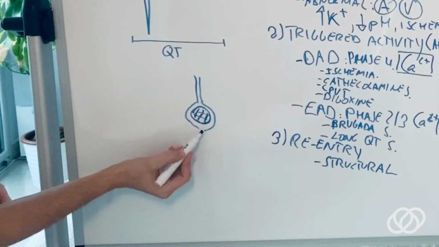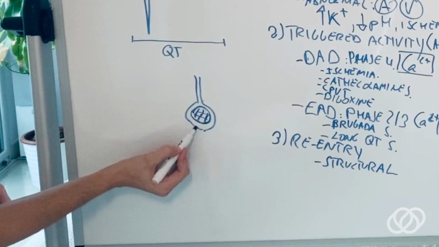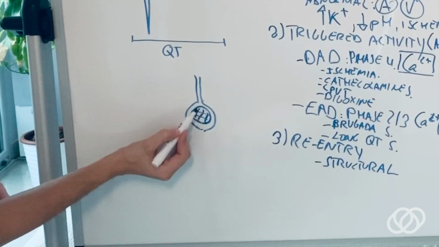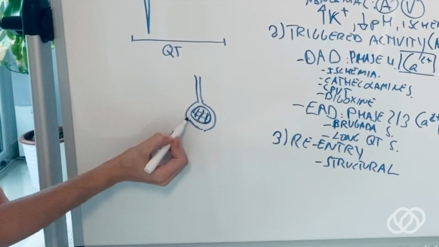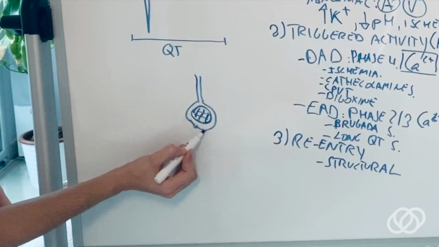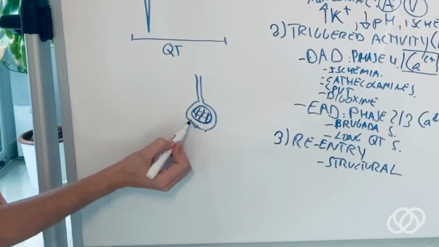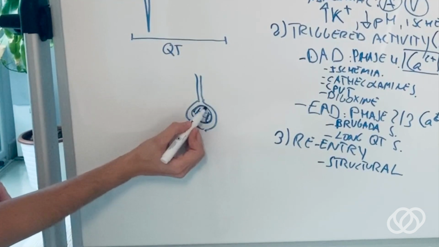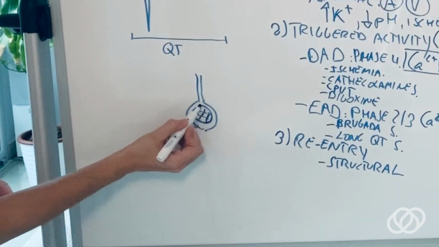Okay, but if we only have this obstacle, when we have the electrical impulse going here, it will reach in here but cannot go up, because those cells are depolarizing at the same time and they are going to be in the refractory period. So we cannot only have a circuit just because of having this obstacle.